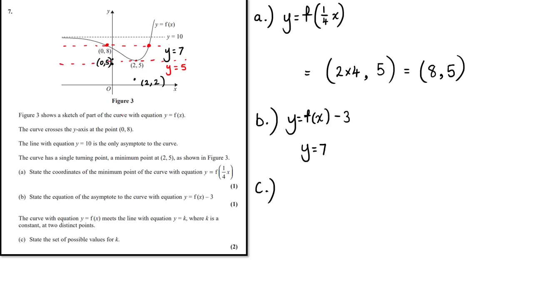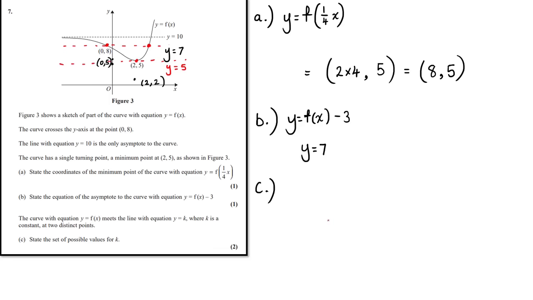Okay, so it keeps getting closer and closer to y equals 10, but never touches it. So it must be strictly less than 10, because y equals 10 is an asymptote, but it must also be greater than 5, because at 5, it only touches it once at that point. There's no other point where it touches y equals f of x.